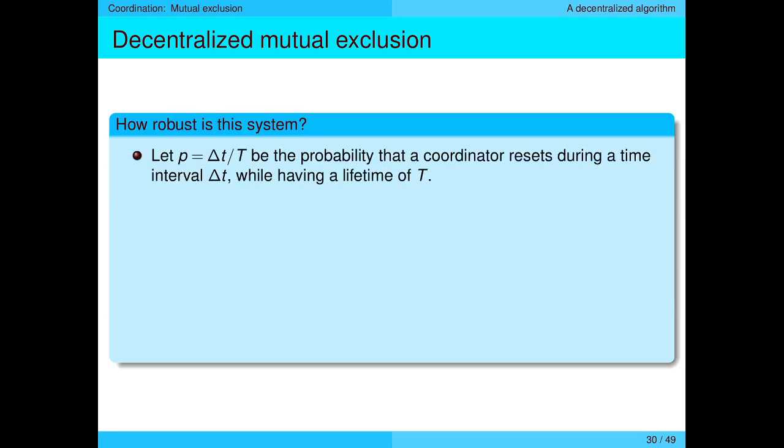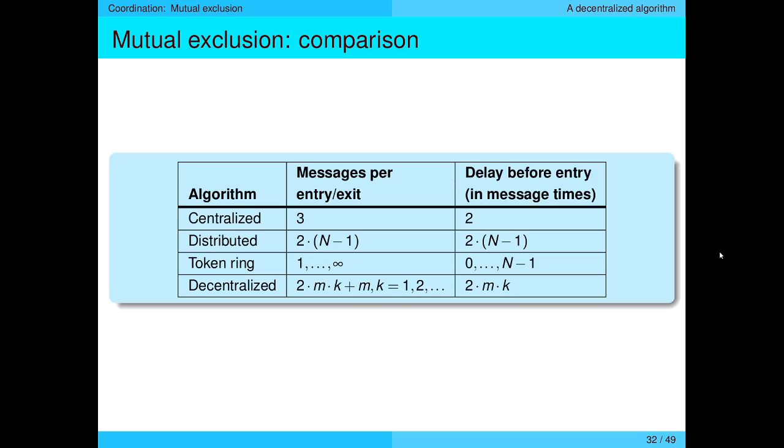So one thing you can understand here about decentralized mutual exclusion. If we are comparing these algorithms, whether centralized, distributed, token ring or decentralized, we see the values of messages per entry or exit and delay before entry. For centralized it is 3 and 2, for distributed it is 2 into n minus 1 in both cases, and for token ring messages per entry it is 1 to infinity, and delay before entry it is 0 to n minus 1.